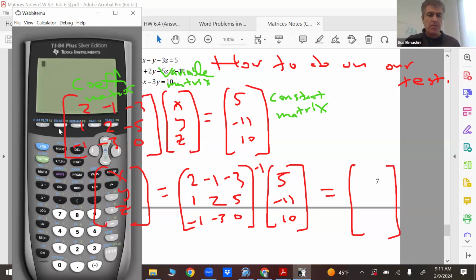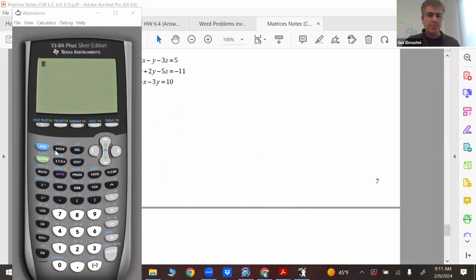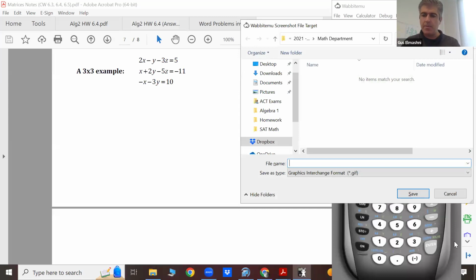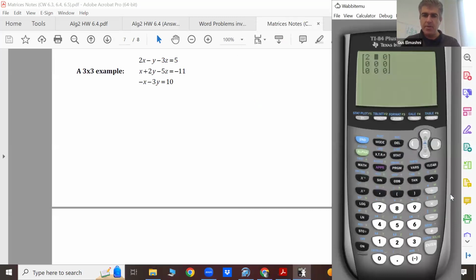Anyway, let me punch it. Let me clear my screen for a moment. Let me punch in the matrices. So alpha, zoom. Hold on. Alpha zoom. We have a 3 by 3, right? So you're gonna have 2, -1, -3, 1, 2, -5, -1, -3, 0, raised to the -1 power. Alpha zoom.